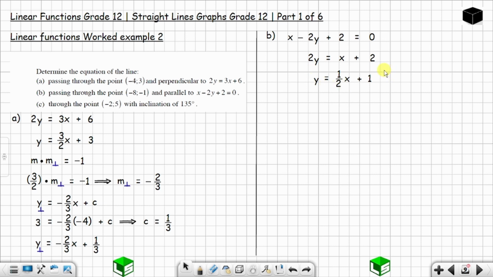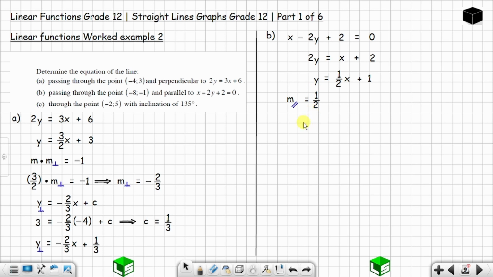Now the question is to get the equation of another line which is parallel to this line, and the line is passing through this point. Okay, when two lines are parallel to each other, remember they have the same gradient. Okay, the gradient of the line which is parallel to this line is also equal to 1 over 2. This is the gradient of this line, and the gradient of another line which is parallel to this line is going to be 1 over 2 because they are parallel to each other.